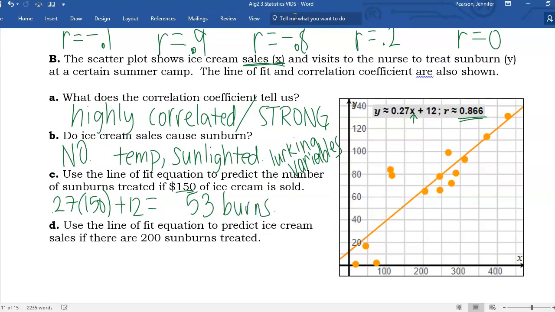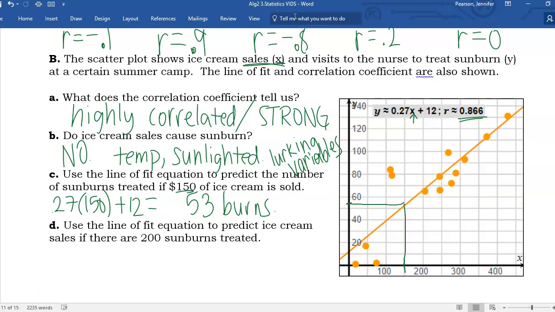And now I used the equation to do that, but we probably could have also used the graph to do that. 150 would have been right in the middle, and I can get an estimate by going up to the line and out to the scale. Now that's an estimate. I know it's a little higher than 50, but I wouldn't know if that was 53, 54, 55. That's why I like the equation to be a little more precise.